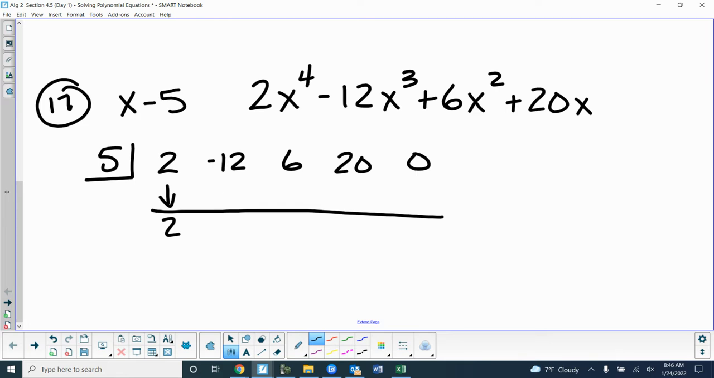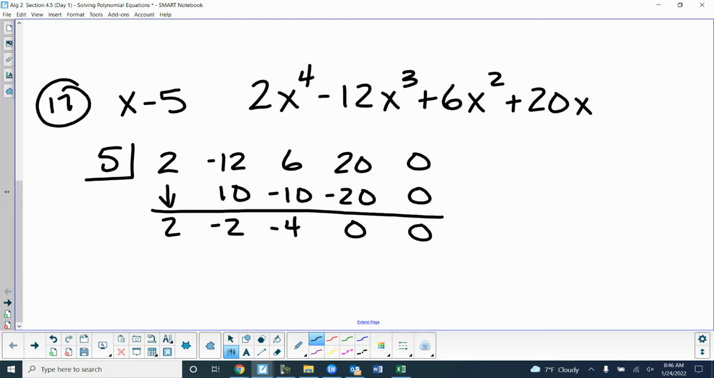5 times 2 is 10. When I add these, I get negative 2. 5 times negative 2 is negative 10. So when I add those, I get negative 4. 5 times negative 4 is negative 20. So when I add those, I get 0. 5 times 0 is 0. So when I add those, I get 0. So is x minus 5 a factor? Yes. Yeah. It is, right?